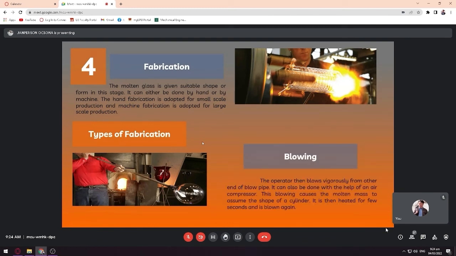The first one is blowing. The operator then blows vigorously from the other end of the blowpipe. It can be done with the help of an air compressor. This blowing causes the molten mass to assume the shape of the cylinder. It is then heated for a few seconds and it is blown again.